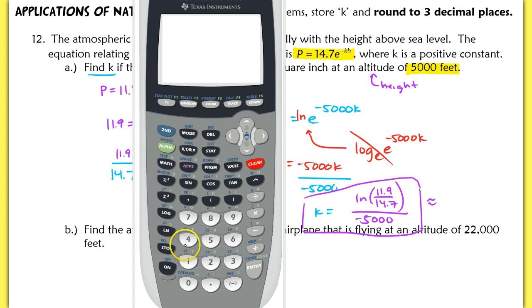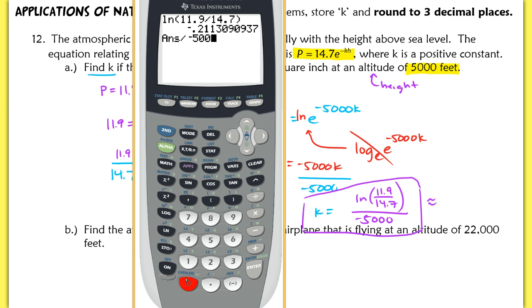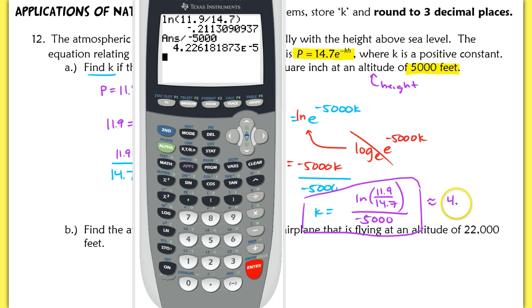So we're going to begin by typing in the natural log of 11.9 divided by 14.7. Now I'm going to hit enter, but without clearing this, I'm going to hit divided by negative 5,000. So this is approximately 4.226 times 10 to the negative 5th power. That's what this E and then negative 5 means, 10 to the negative fifth power. So really this is a very small constant. I'd have to move that decimal place 5 units over, so it's a very, very tiny number.